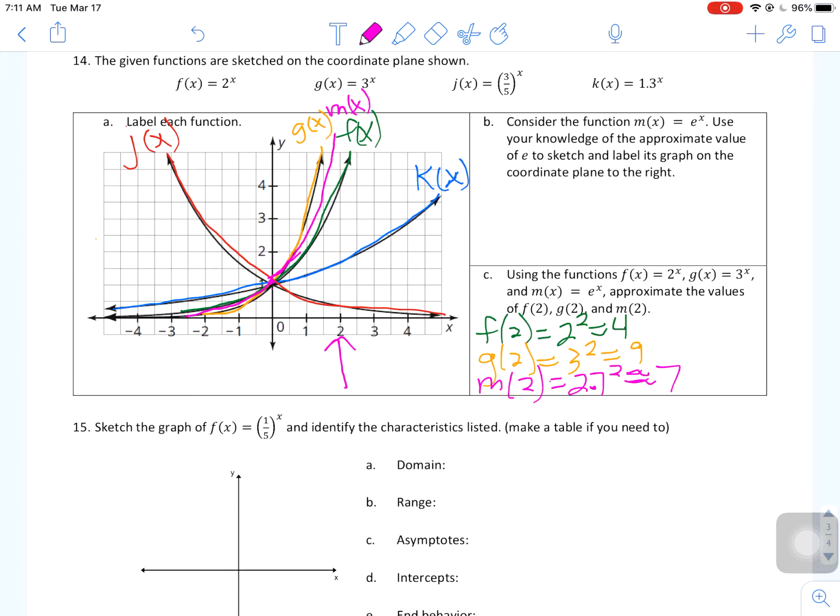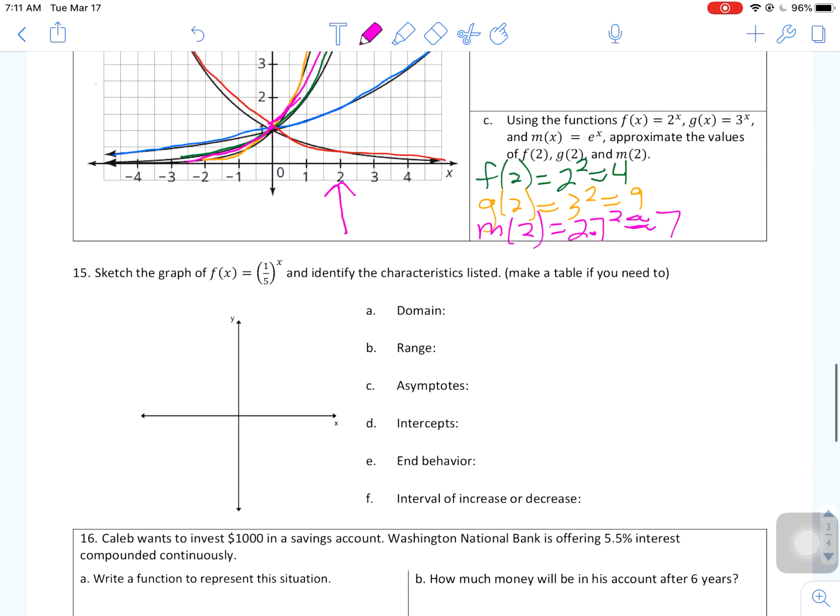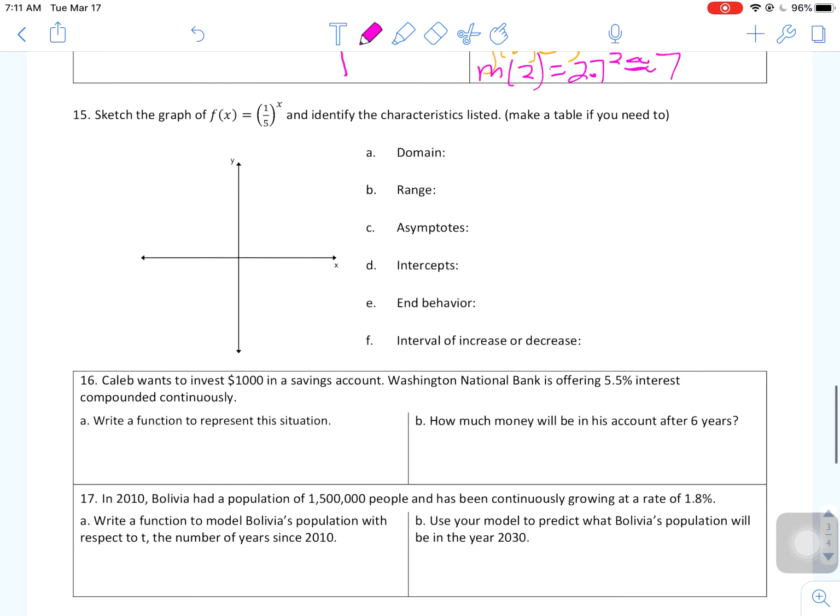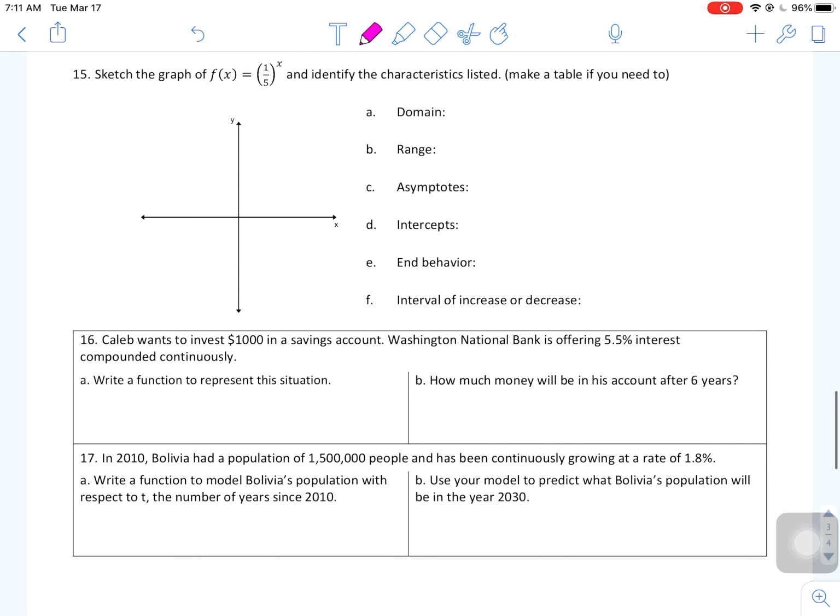For 15, we want to sketch the graph of f of x equals 1/5 to the x and identify the characteristics listed. Make a table if you need to. I would definitely recommend making a table. Let's actually do that. So off to the side here, I'm just going to do an x, y table. And I want to do a couple x values on the left and a couple x values on the right. So I'll start with -2.